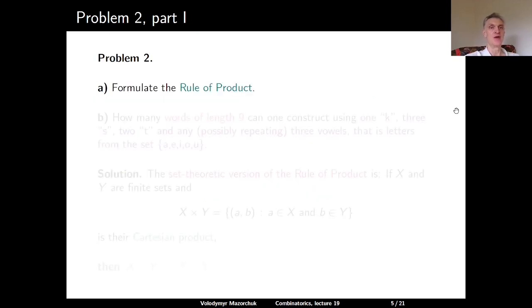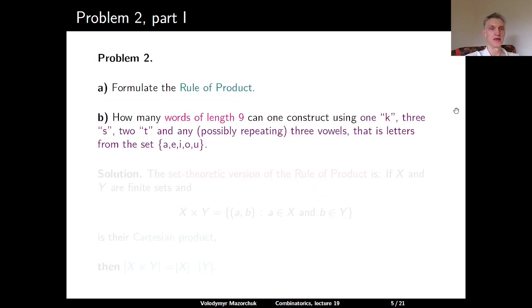Problem 2. Formulate the rule of product. How many words of length 9 can one construct using 1 letter K, 3 letters S, 2 letters T, and any, possibly repeating 3 vowels, that is, letters from the set A, E, I, O, and U?